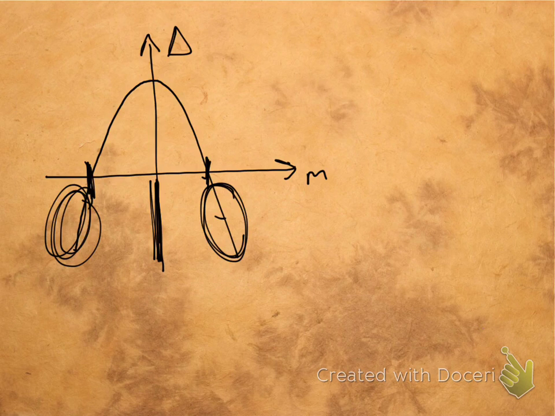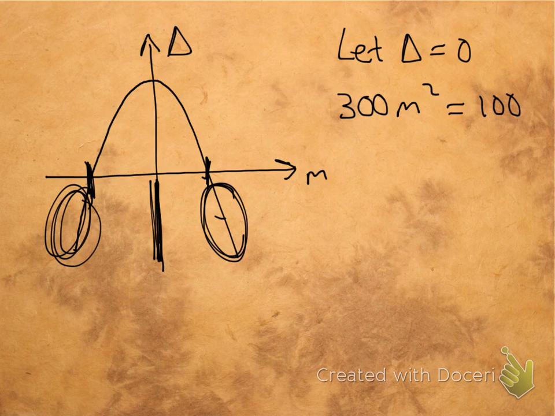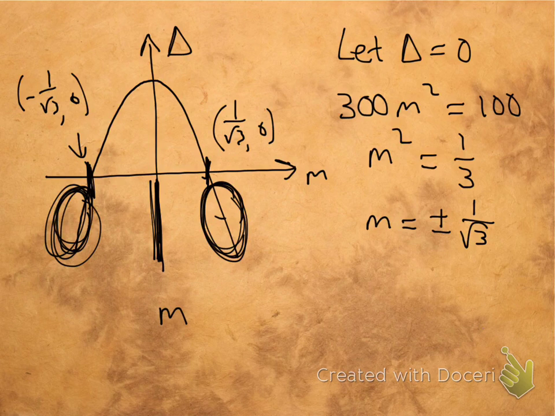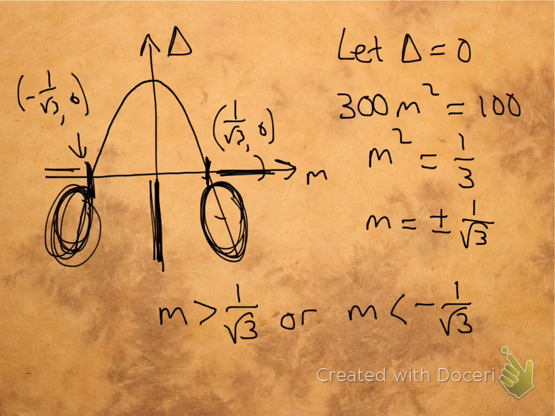Now these intercepts, if we let the discriminant equal 0 to find the intercepts, then we're going to get 300 m squared equals 100. If we just move that around a bit, m squared equals a third, or m equals plus or minus, don't forget that when you square root, 1 on root 3, or you can call that plus or minus root 3 on 3 if you want. So that point there is (1 on root 3, 0), and that point there is (negative 1 on root 3, 0). So the m values that create these sections of the graph that I'm interested in are either m is greater than 1 on root 3, that's this bit, or m is less than negative 1 on root 3, that's all these bits over here.